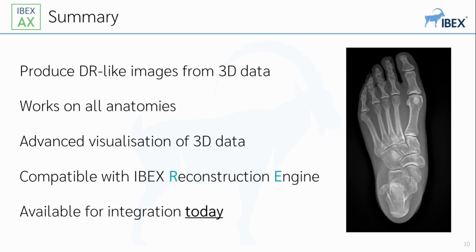So just to summarise, AX stands for Augmented X-ray, and it's a technique to produce DR-like images from 3D data. It is a general feature and works on all anatomies and CBCT and CT systems. This technology allows for advanced visualization of 3D data, not only due to the high image quality of the AX images themselves, but the additional advanced techniques such as auto-alignment and the ability to remove objects from AX images. It is also compatible with IBEX's own 3D reconstruction engine. And finally, IBEX AX is available for integration today.